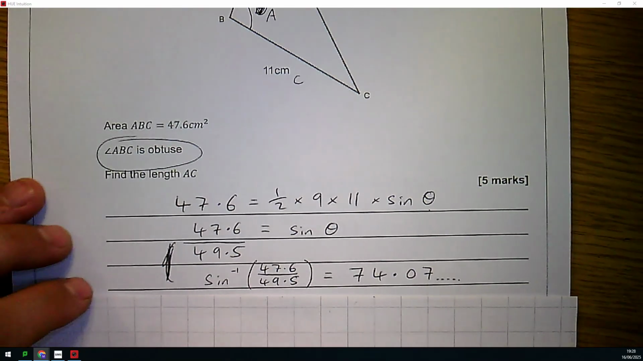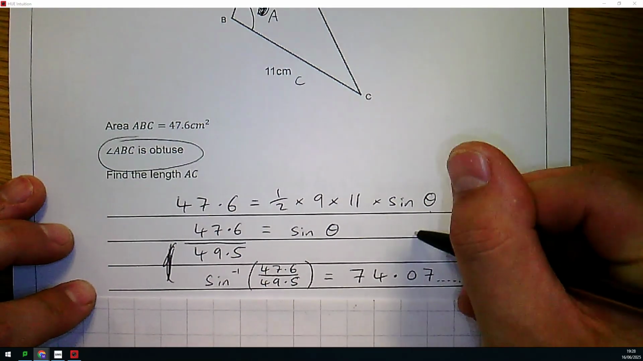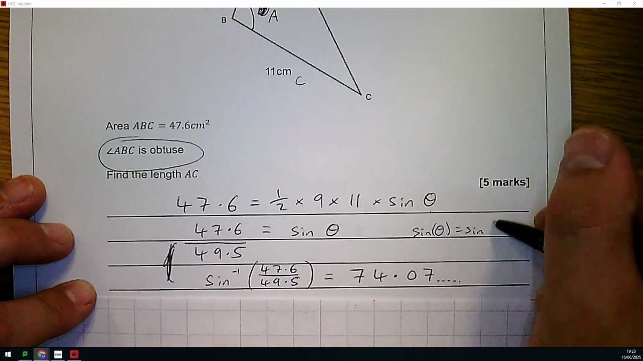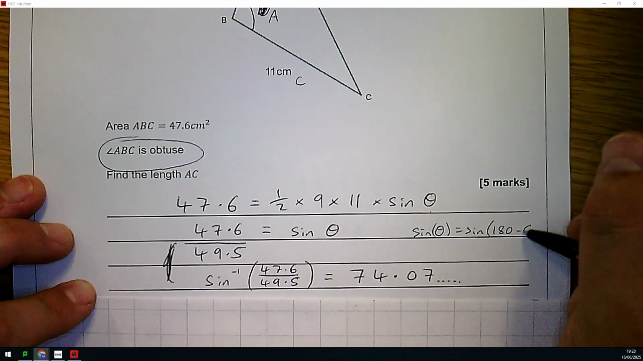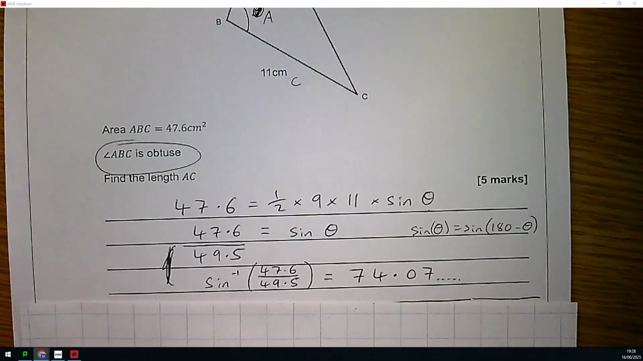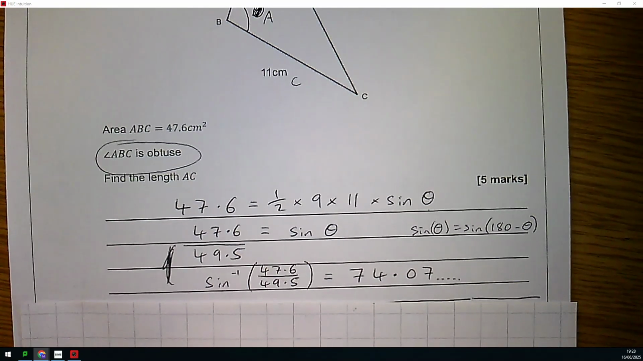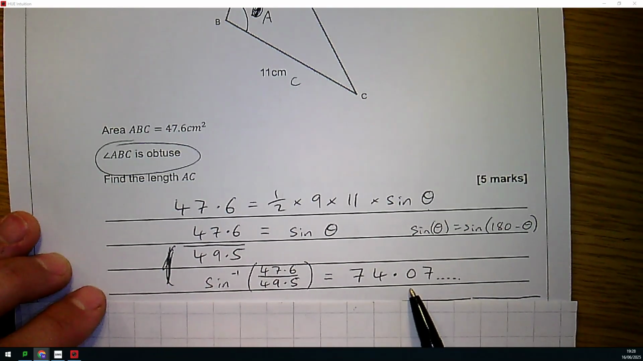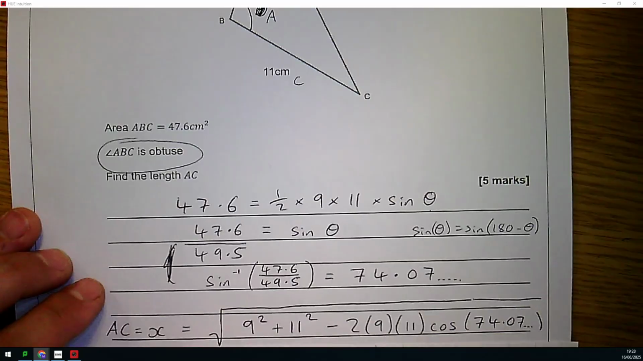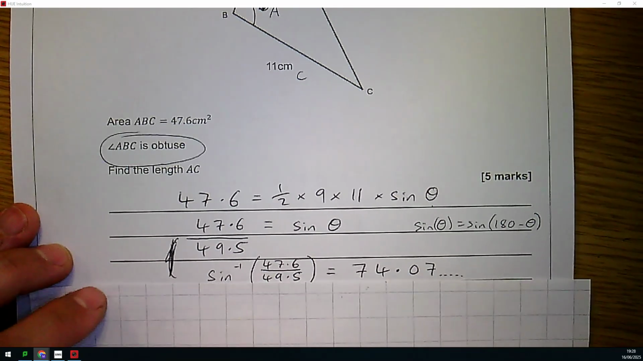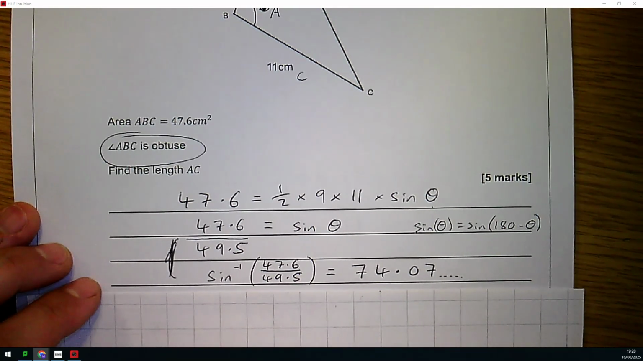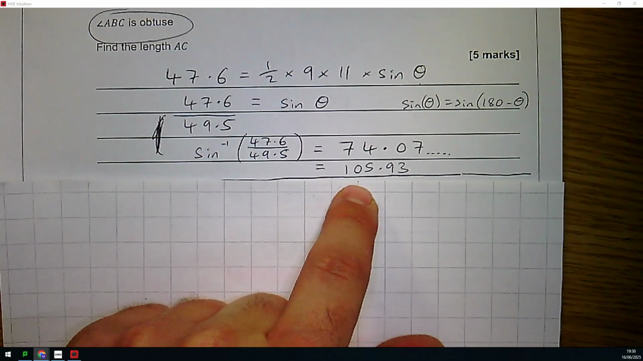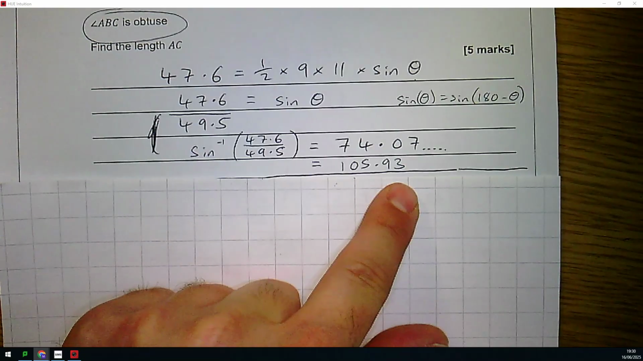So this is a rare situation where you're going to have to find the alternative angle that sine could be. You have to use the formula that sine of any angle is also equal to sine of 180 subtract that angle. You could have a potential of two different answers. So to find the obtuse angle, you do 180 subtract this principal angle here. I've clearly done that wrong, so I'm going to pause and fix it. Okay, so I fixed my mistake and I found the obtuse angle: 105.93.